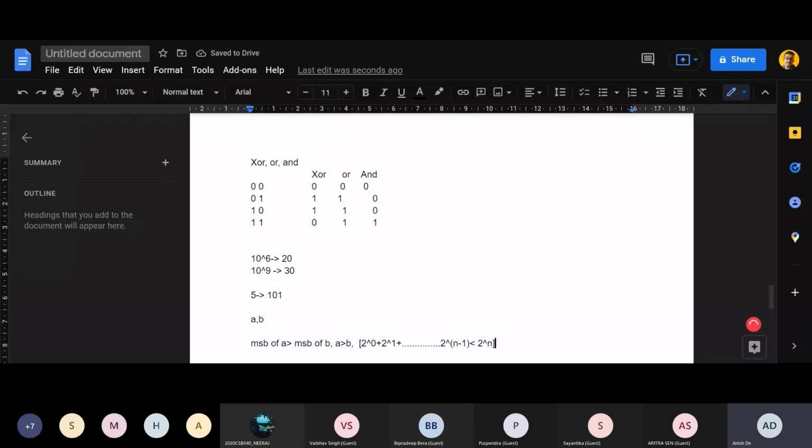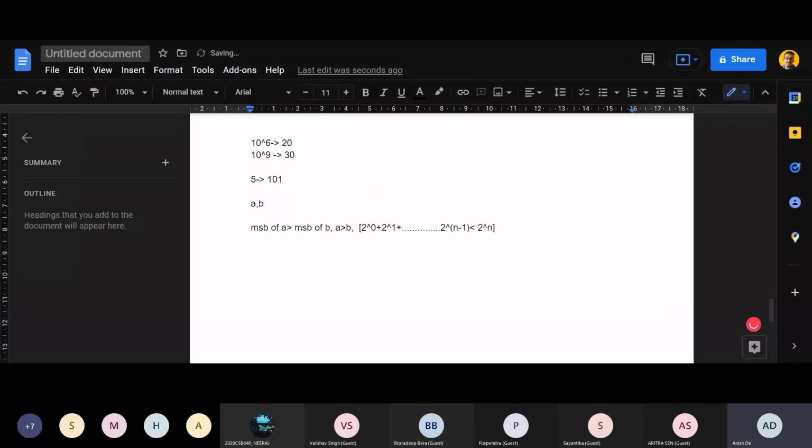Right? This seems correct to you, this equation? Yeah, 2 to the power 3 is greater than, yeah. So if the nth bit is greater, no matter what the other bits are from n minus 1 to 0, it doesn't matter. If the nth bit is greater, the whole number will be greater than a. Okay. So this is one of the key observations when you are solving a bit manipulation or bit masking problem.